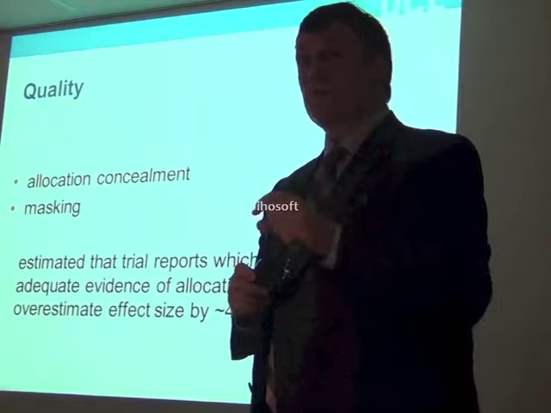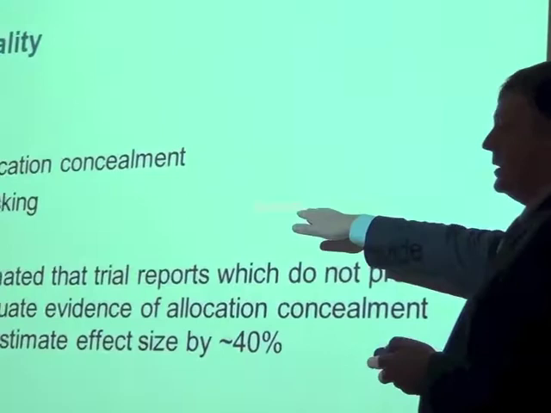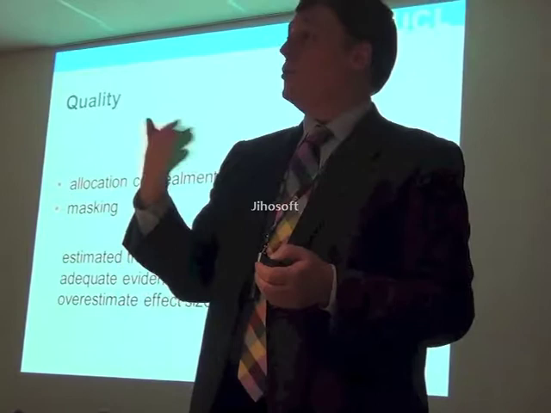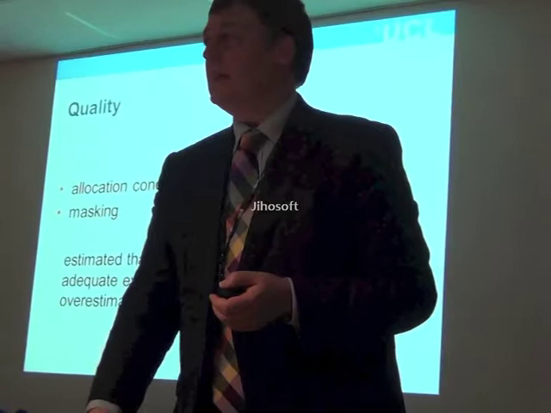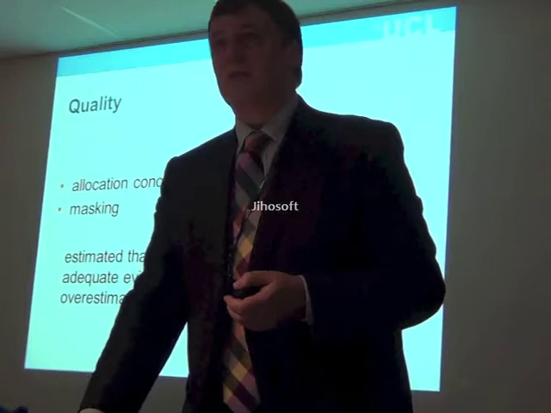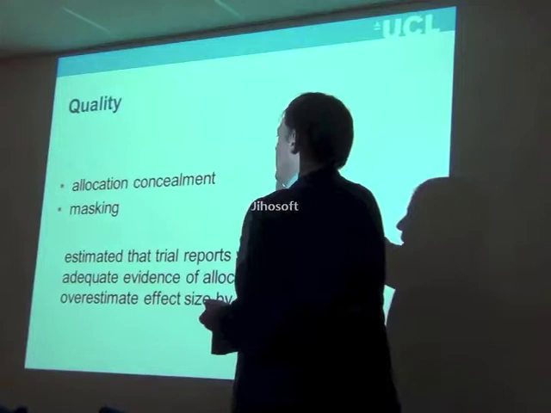Issues to do with allocation concealment and masking. Allocation concealment is ensuring that the patient and the doctor cannot guess what the next allocation will be. So if you're sitting in clinic and you've managed to recruit 3 patients to your trial, you cannot guess what the next one's going to get. That's absolutely key. If that's poor, and if there's no masking, that used to be called blinding.